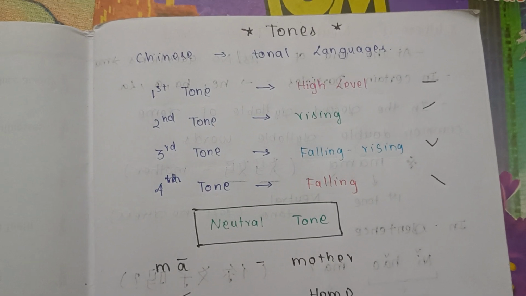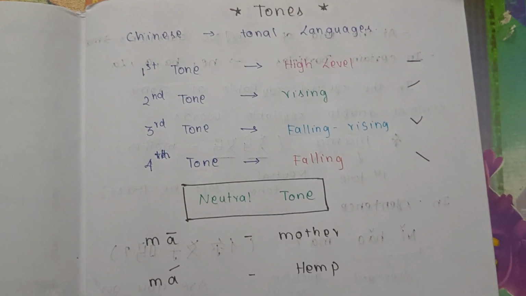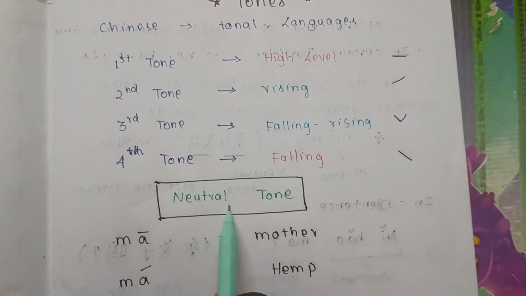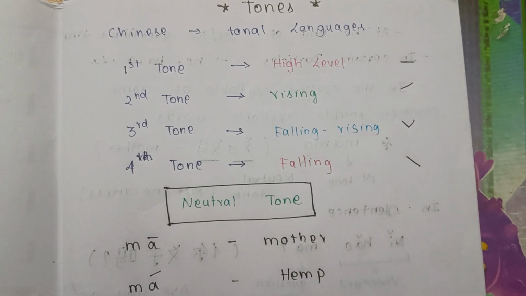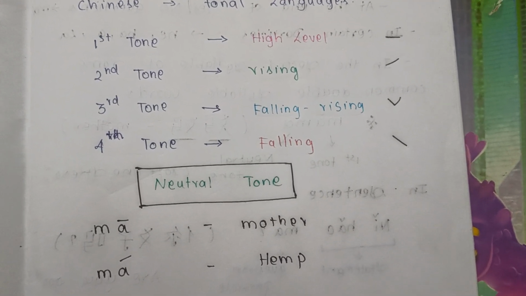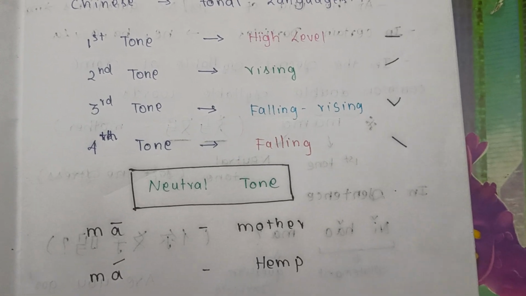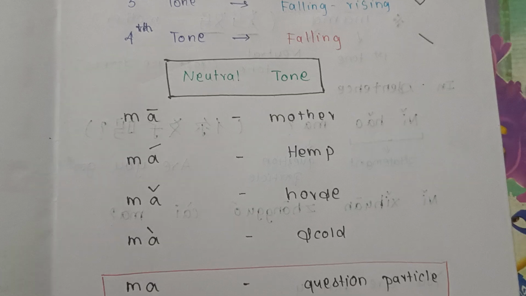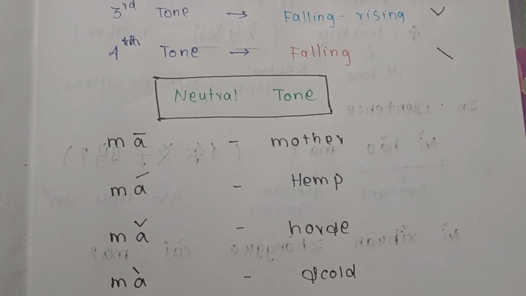Even though Chinese has four tones, there is also one neutral tone. This tone is very important because the neutral tone comes up in many cases while speaking and writing. It has a unique way to write. I will explain what it is. Let's start to pronounce our tones.